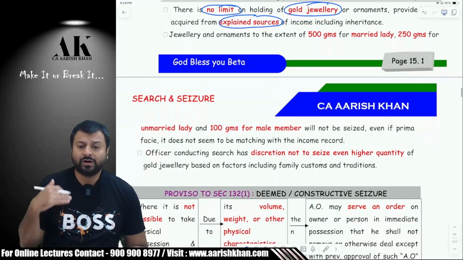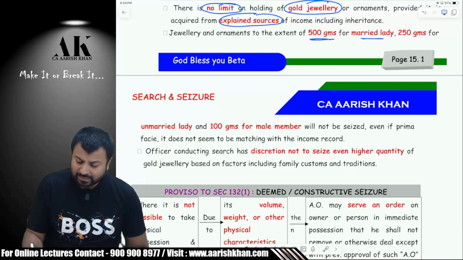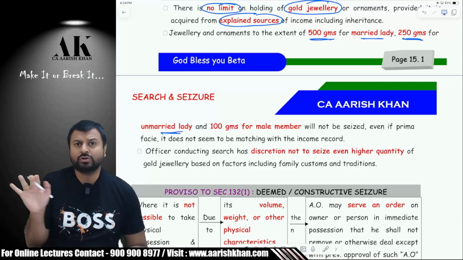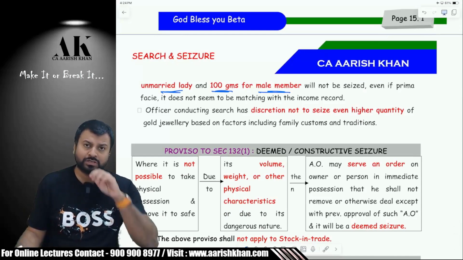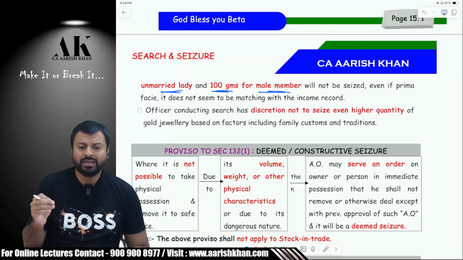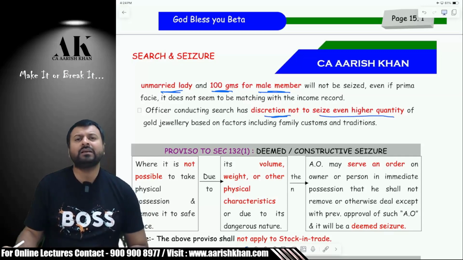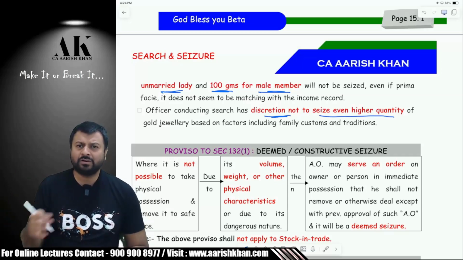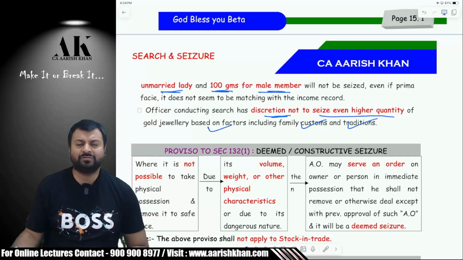But for unexplained source, for a married lady, 500 grams, no question will be raised. For an unmarried lady, 250 grams, no question will be raised. And for male members, whether married or unmarried, maximum 100 grams, no question will be raised. Now, the officer conducting the search has a discretion not to seize even a higher quantity. If there is a custom and tradition in your family to keep a higher quantity, then even a higher quantity may be exempted by the officer depending upon the facts and circumstances of the case, depending upon which family he is doing the search and seizure in.